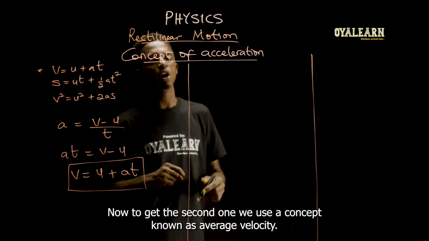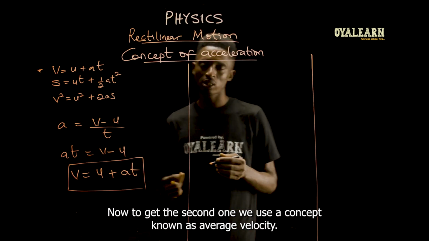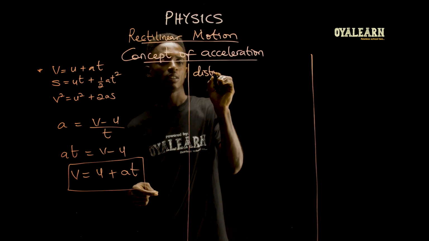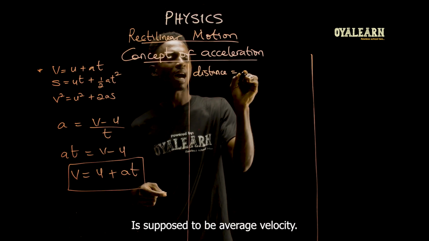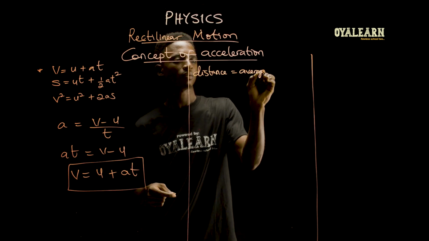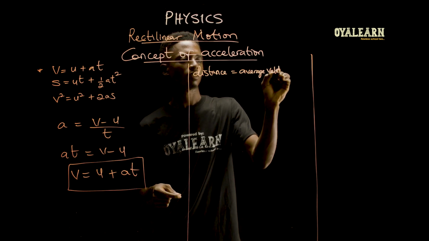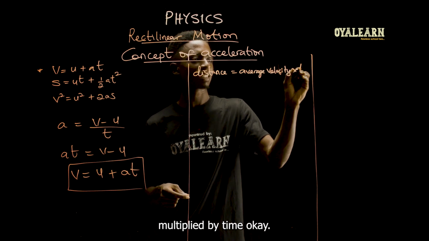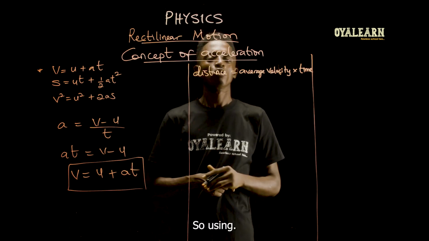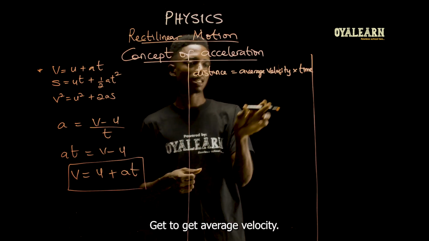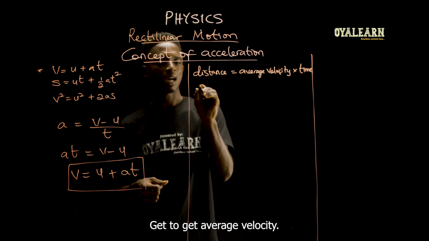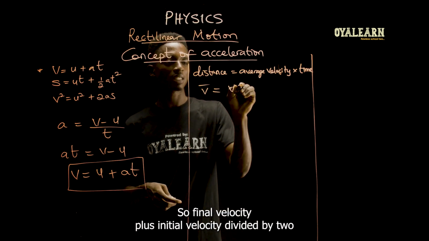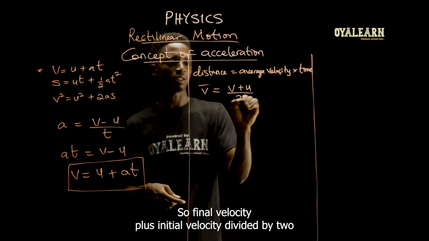Now to get the second one, we use a concept known as average velocity. Now we know that distance is supposed to be average velocity multiplied by time. Okay, so using this concept, let's see what we get. To get average velocity would be the sum of velocity, so final velocity plus initial velocity divided by 2.